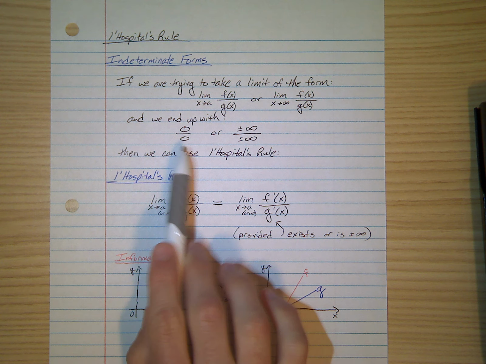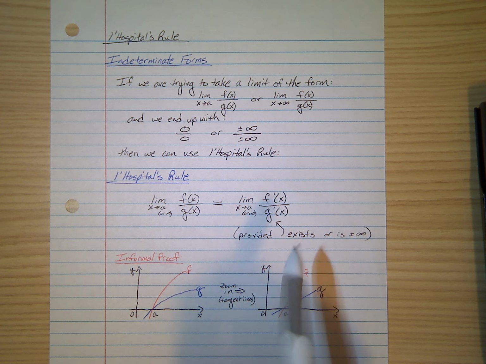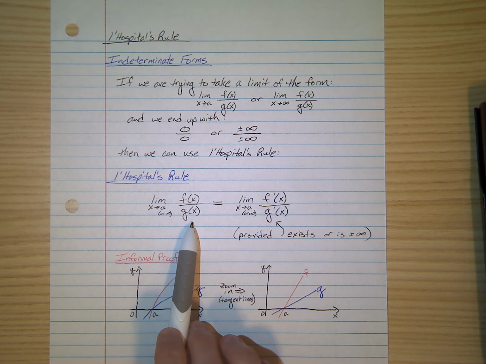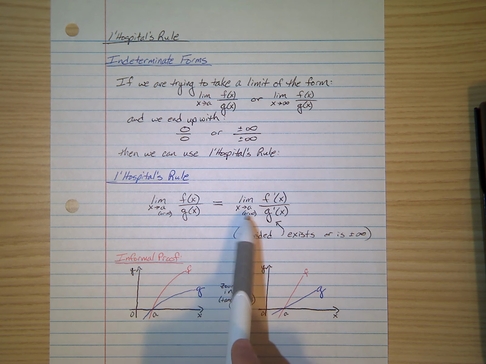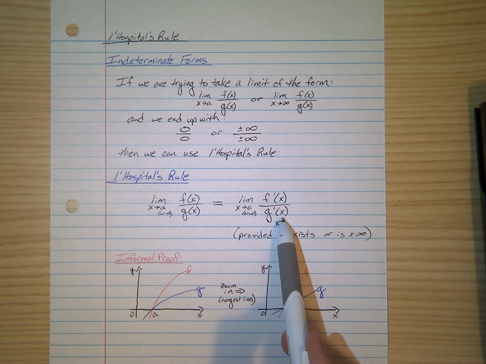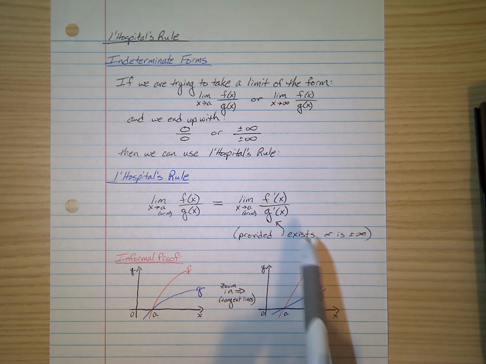But anyway, if we end up with one of these forms, then we can use L'Hopital's rule. And what that states is, if we are taking a limit like this over this and we end up with either of these cases, then we can take the derivative of both f and g and take that limit instead, provided that this limit does indeed exist.